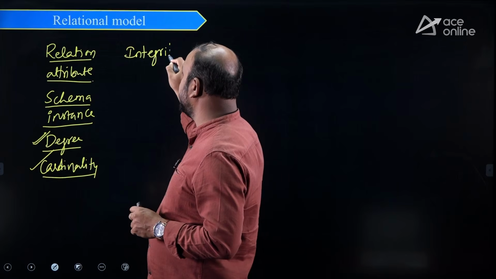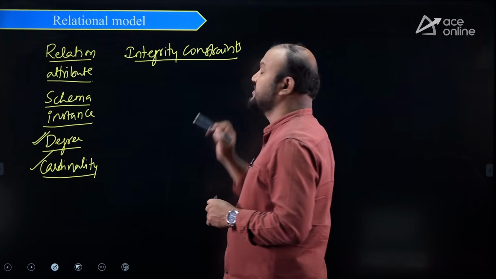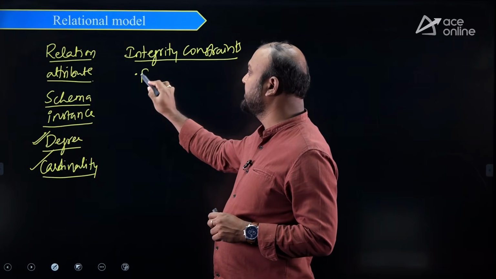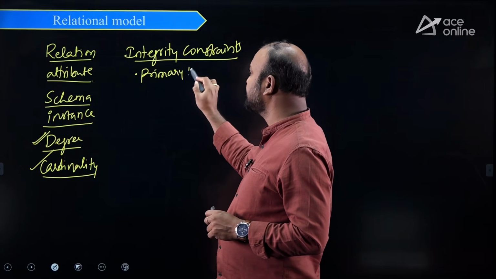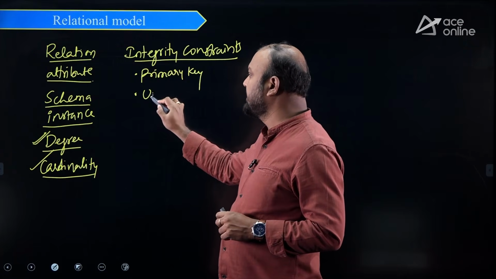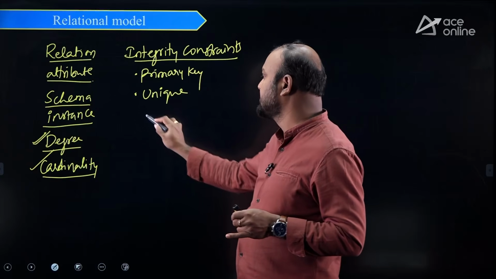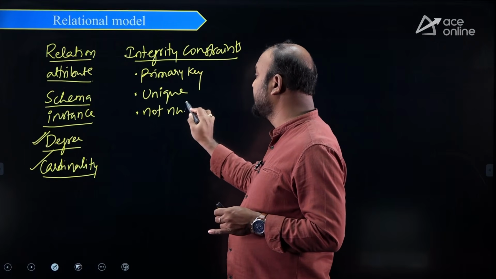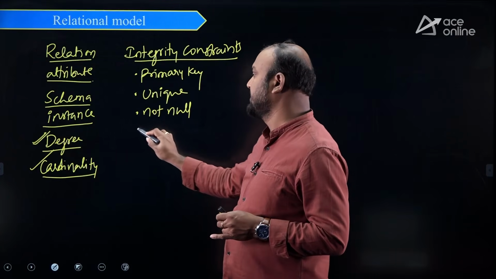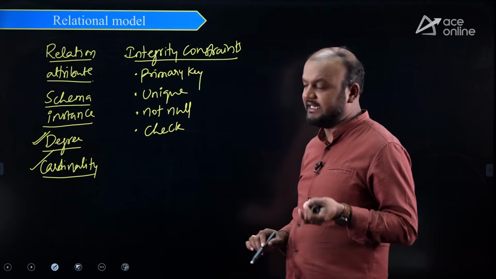So you may expect questions on integrity constraints. Questions were already asked, but still there is scope for asking questions on integrity constraints. What are the integrity constraints? We have discussed primary key. As you know, primary key will not allow duplicates and will not allow null values. Unique: no duplicates, but nulls are allowed. Not null: duplicates are allowed, but null is not allowed. The combination of unique and not null is called primary key. And we have a check constraint for defining your own conditions.